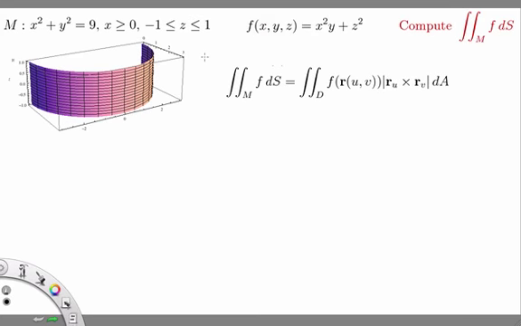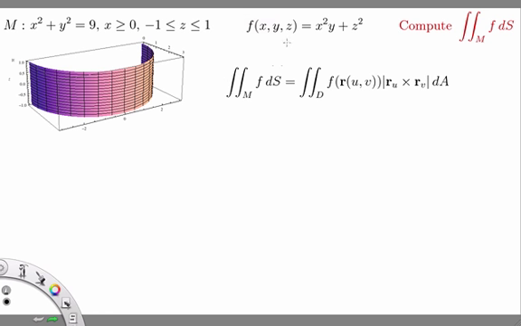Let's work through an example where we compute the integral of a scalar function over a surface embedded in R3. The surface that we're working with is M, which is the portion of the cylinder x squared plus y squared equals 9, in which the x coordinates are at least 0 and the z coordinates are in between -1 and 1. So we get the half of the cylinder that lies where x is greater than or equal to 0. That's shown here, where we've cut off z at 1 and at -1.